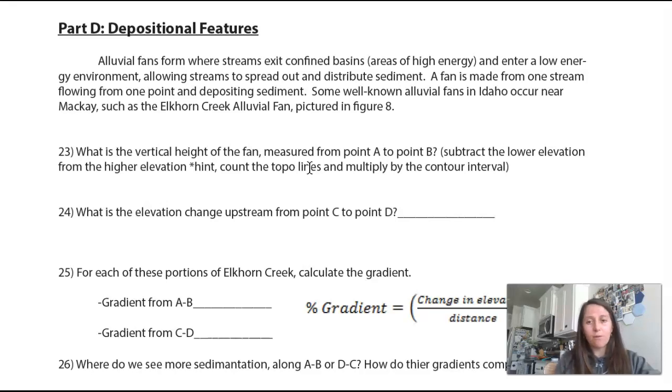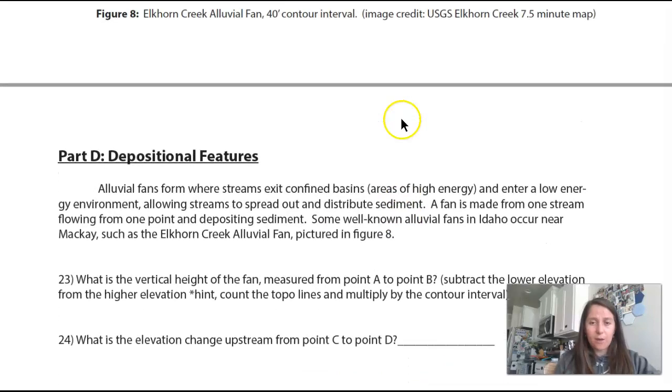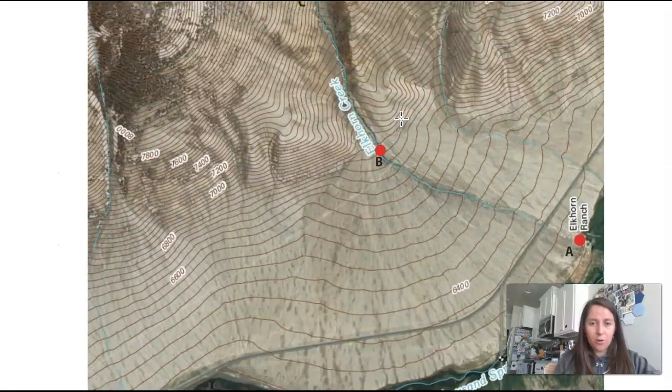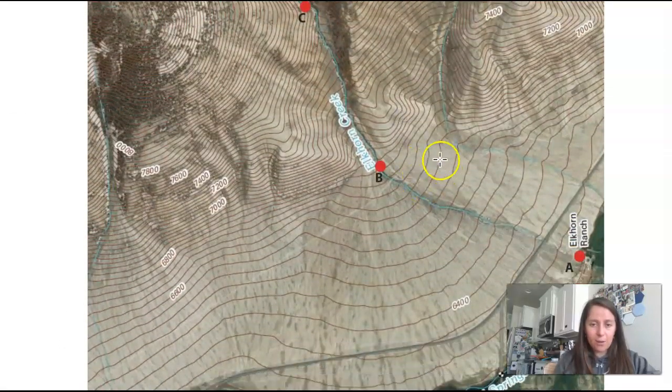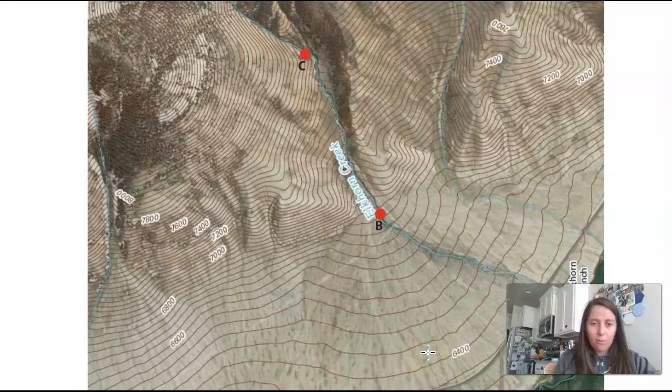Some well-known alluvial fans in Idaho occur near Mackay, such as the Elkhorn Creek alluvial fan, which is the figure above. So this is the Elkhorn alluvial fan, and this is in the Lost River Range. So it's pretty well defined, I think. You can see here a fan-like shape, right? These are all sediments, and so we're going to work with this picture.